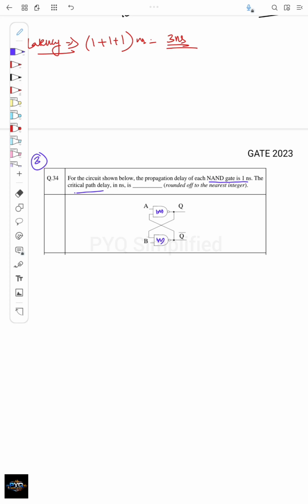So if I redraw this here, I have the first NAND gate with input A, and this is Q. Okay, and I have the next NAND gate. So this is Q.